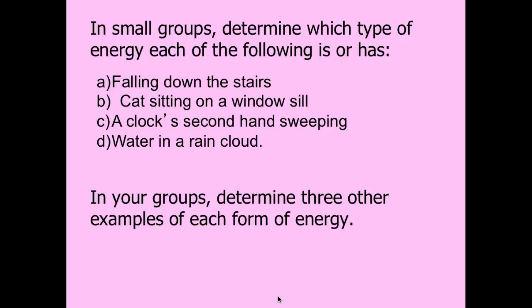So pause and think about these for a moment. If you're in the hybrid class, please bring the examples of kinetic and potential energy to class. And hopefully you realized that falling down the stairs, since you are in the process of falling, is going to be predominantly kinetic energy. The cat sitting on the sill has the ability to fall, so that is potential. The clock sweeping, it's moving, so it has kinetic. And water in a cloud has the ability to fall, so that is potential.